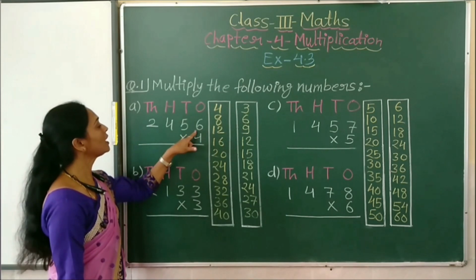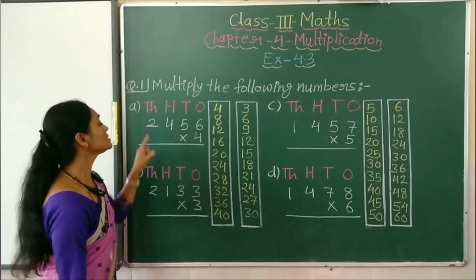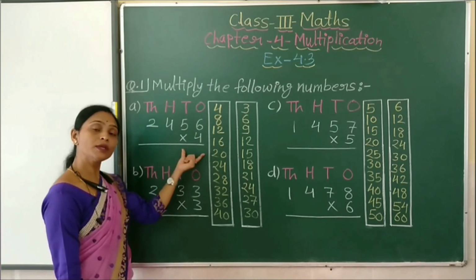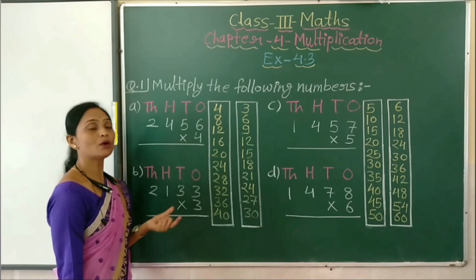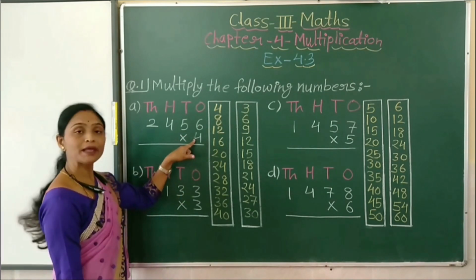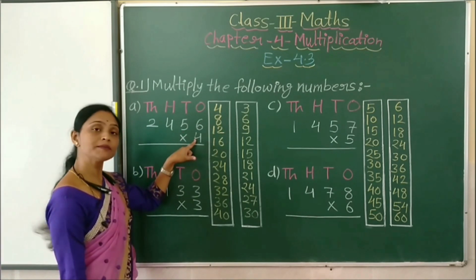Yes, you can see 1, 2, 3 and 4-digit numbers now we got. So same steps we are going to follow here also. Same way we will multiply 4-digit numbers also. See, here we have to multiply with this 4 with 6. So 4's table how many times we have to read?